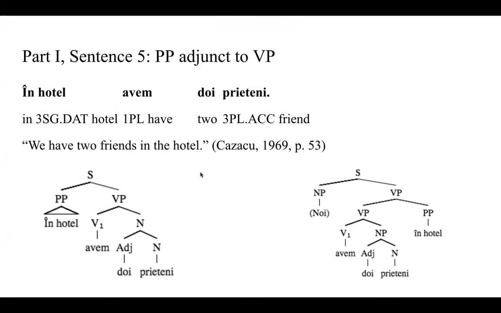This is also an example of topicalization movement. We can see in this syntax tree the original structure of the sentence. The prepositional phrase precedes the verb phrase. However, we can rearrange it to correspond more closely with how English grammar works. The subject is implied, noi, avem doi prieteni in hotel. In a more English way to structure the sentence, in hotel would follow the verb phrase. However, we see that in Romanian, the prepositional phrase can precede the verb phrase.